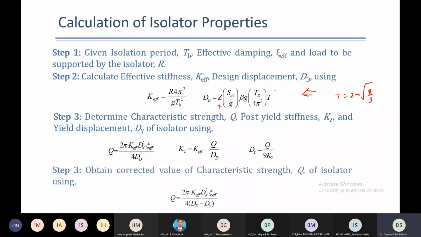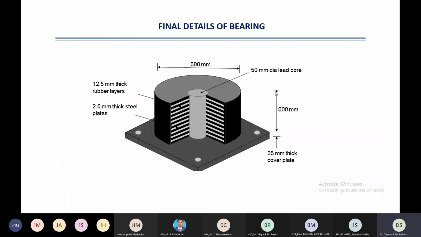So using this formula, we can get the isolator properties, and this figure shows the designed isolation bearing. Its diameter comes out after the calculation as 500 mm, thickness is 500 mm, then the thickness of the rubber layer, thickness of the steel plate, diameter of the lead core, etc. can be calculated using the equations presented earlier. So this is how the bearing is designed, and we see how the superstructure is designed.